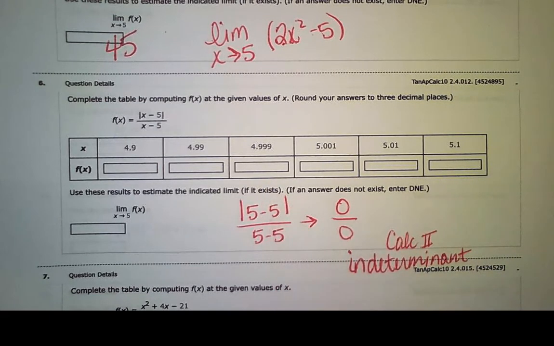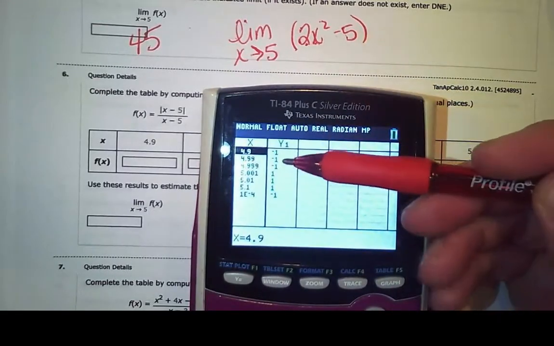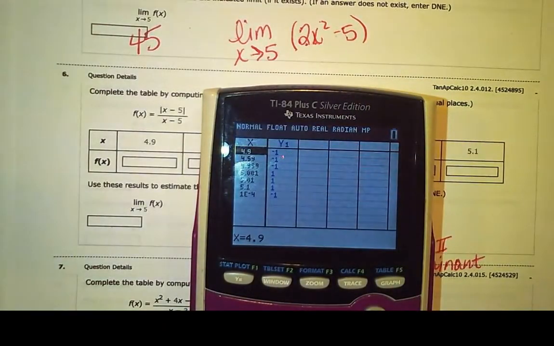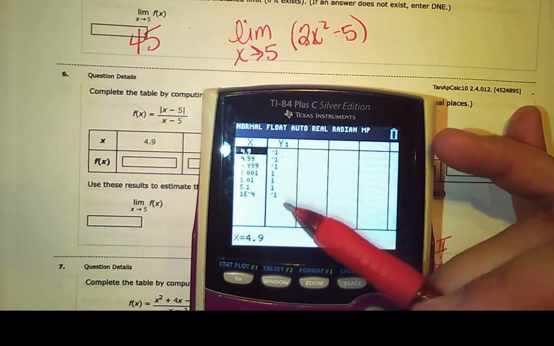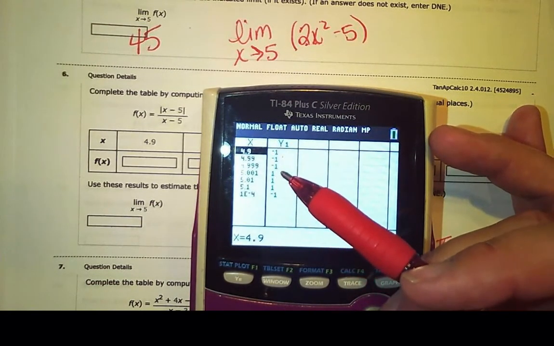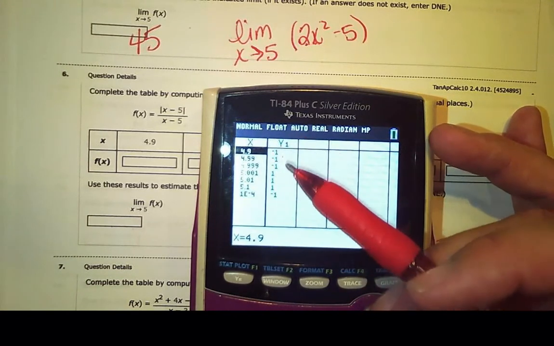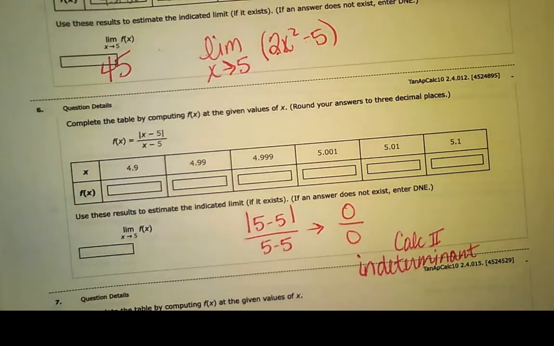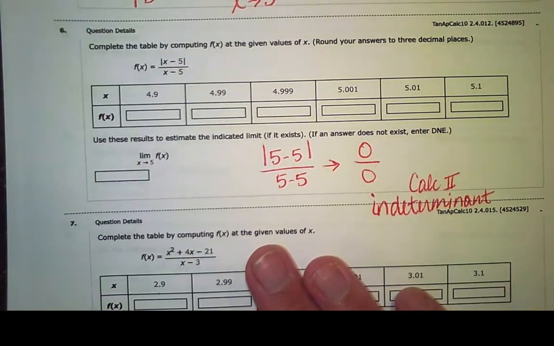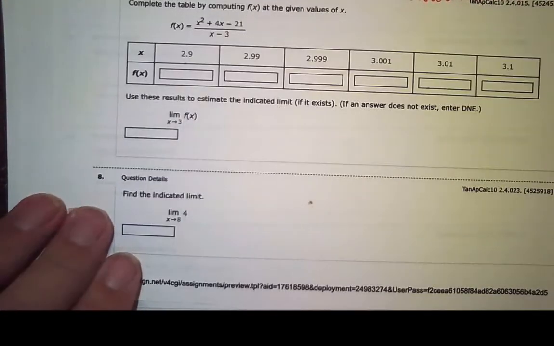So when you looked at it from the left and from the right, from the left I was approaching -1. From the right, I was approaching +1. So does -1 equal +1? No, it does not, which means your limit does not exist. Okay, so you're still going to fill that thing in. So you can do this one. Okay, you can do number 7. Let's look at number 8.